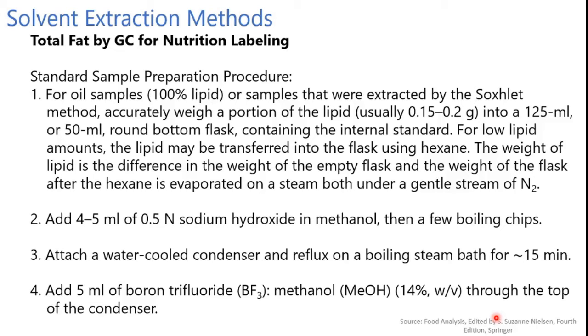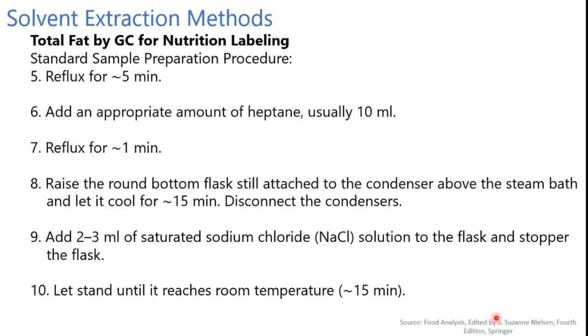Then into that we add Lewis acid catalyst, that is boron trifluoride in methanol, through the top of the condenser. Then we reflux the contents for 5 minutes. After that we add an appropriate amount of heptane, about 7 to 10 ml. Then again we reflux the solution for 1 minute. Then raise the round bottom flask, still attached to the condenser, above the steam bath, and let it cool for 15 minutes.